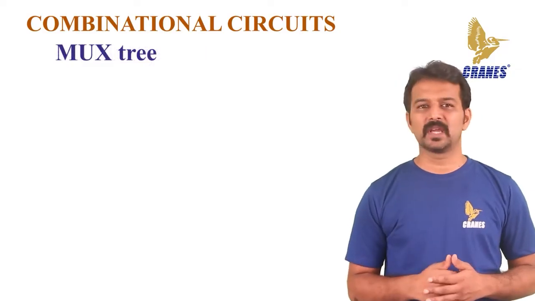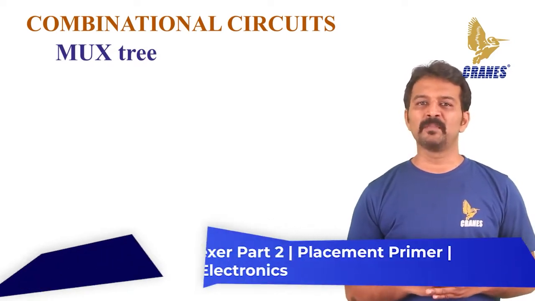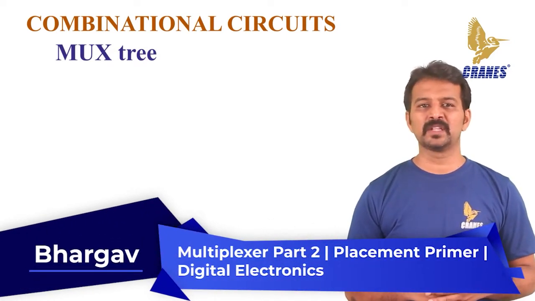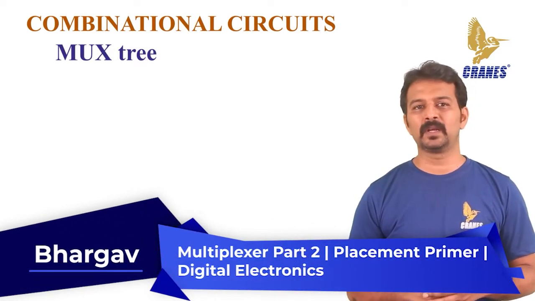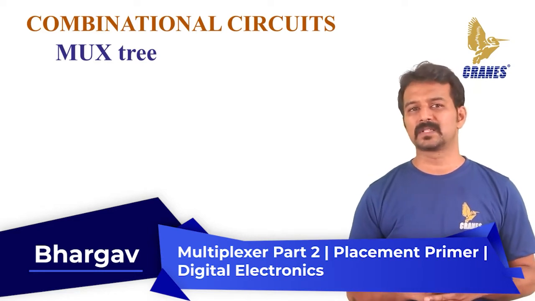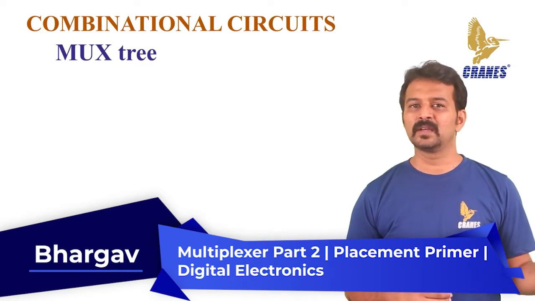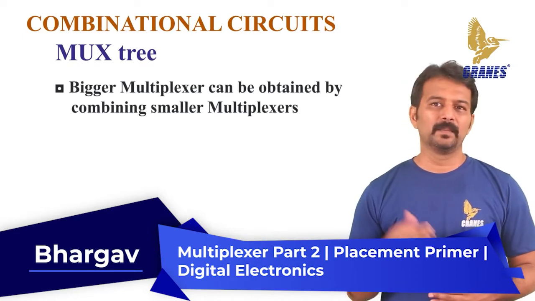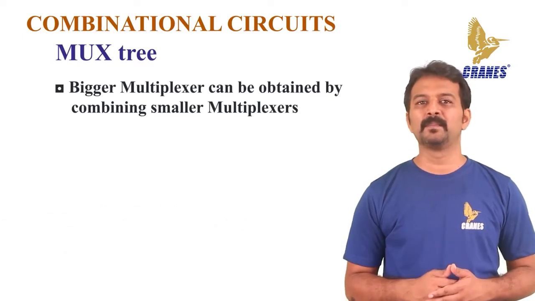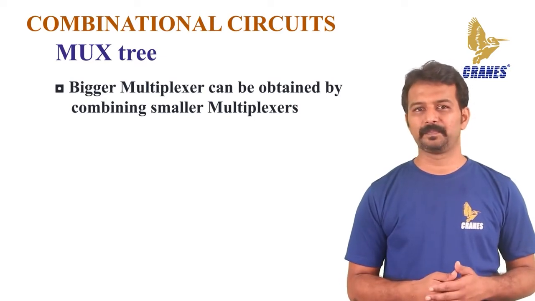Let's look at the mux tree. A number of m:1 multiplexers can be arranged in a tree topology to obtain a bigger n:1 multiplexer, which is called a multiplexer tree, where n is greater than m. Bigger multiplexers can be obtained by combining smaller multiplexers.